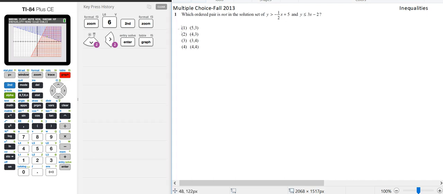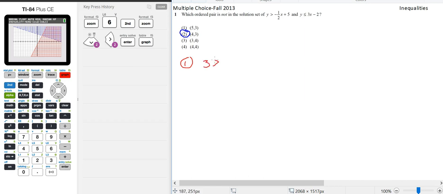Let's say you didn't want to do it graphically on your calculator, or let's say you saw it was too hard for you to look at it on the calculator because it is kind of hard to see. You could also do it by plugging in each of the points. Let's do that. Let's start with choice 1. And we're going to plug in the point (5, 3) into both inequalities. So for the first inequality, for y we're plugging in 3.